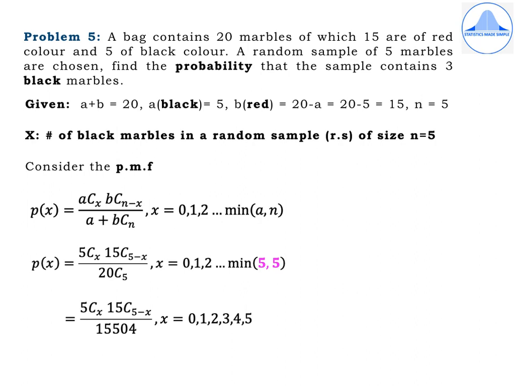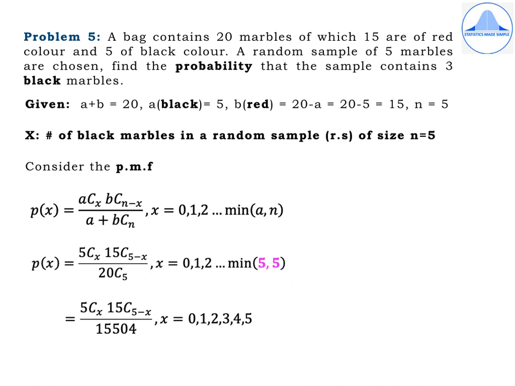Now in this particular question, read the last part of the problem. You have to find the probability that this sample contains 3 black marbles. So whenever you define A, what is A? A stands for the number of units which possess a certain characteristic. And here the characteristic will be the number of black marbles, okay, and it won't be the number of red marbles.